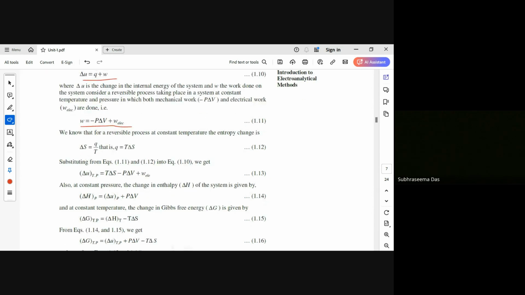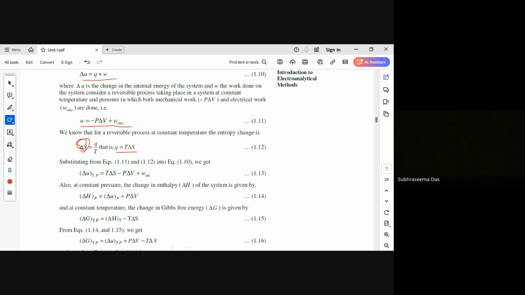Now we know that the entropy change of a given system, delta S, is given as Q upon T, where Q is the heat and T represents the temperature. So Q is equal to T delta S.